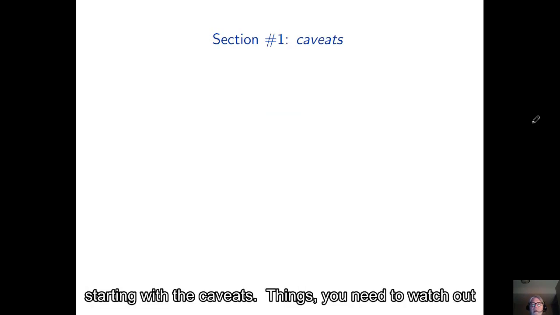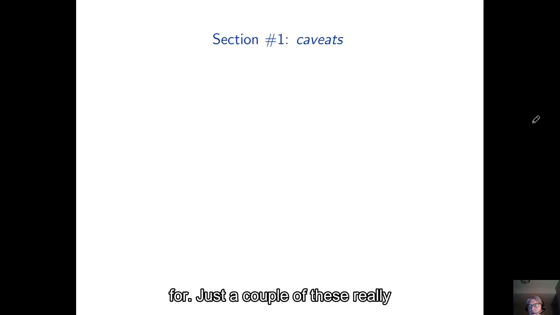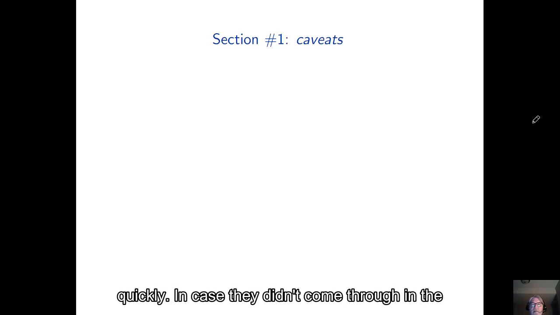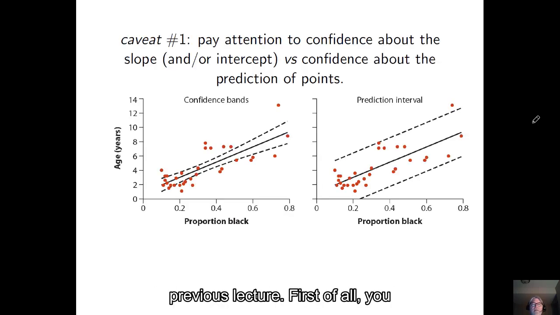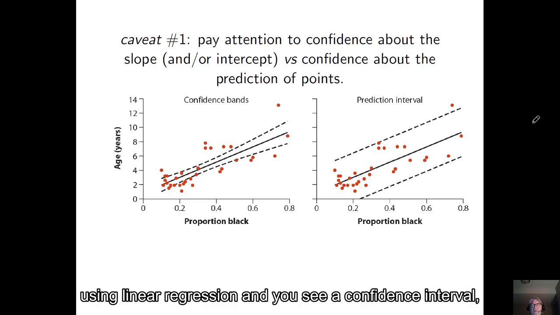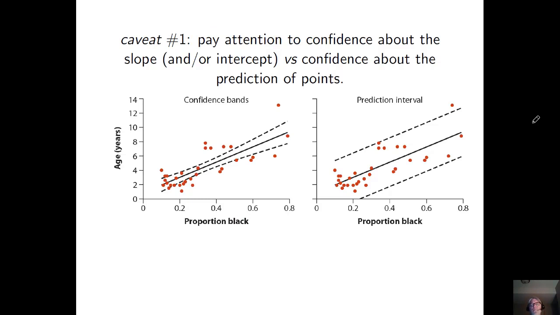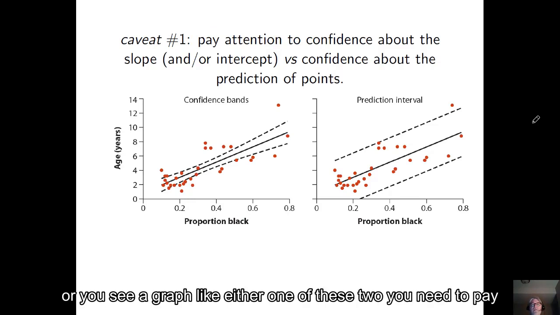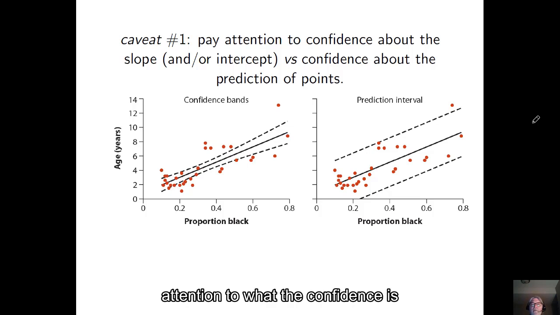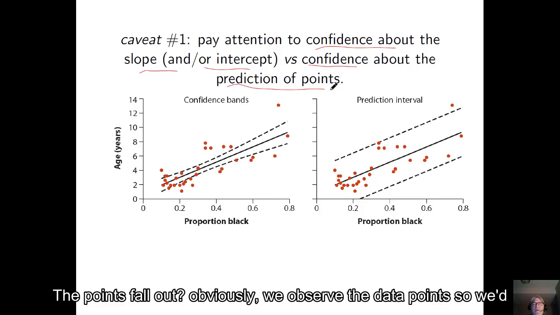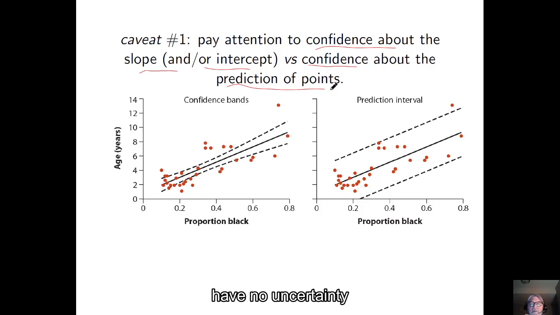So starting with the caveats, or things you need to watch out for. Just a couple of these really quickly in case they didn't come through in the previous lecture. First of all, you need to pay attention when you see an analysis using linear regression and you see a confidence interval or you see a graph like either one of these two. You need to pay attention to what the confidence is about. Is it about the slope and the intercept, or is it a confidence statement about where the points fall? Obviously, we observe the data points, so we have no uncertainty about those.